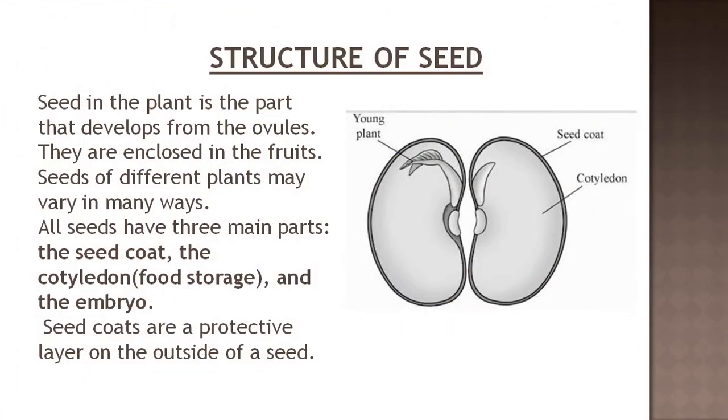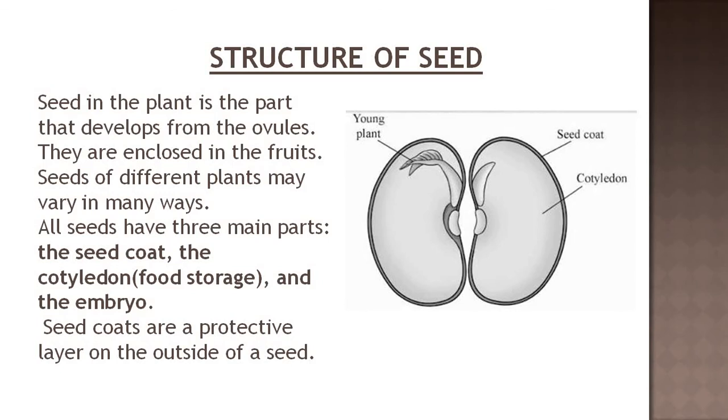A seed in the plant is the part that develops from the ovules. In the last class, you learned how seeds and fruits are formed. So you know after fertilization, the ovule of the flower changes into a seed. So a seed is the part of a plant that develops from the ovules. They are enclosed in the fruits.